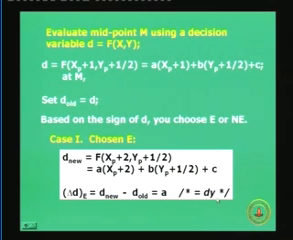So, the first order difference delta d, because that is a differential term between the new value of d and the old value of d, is given by a. So, delta d subscript e, the first case where you chose east, is equal to a.